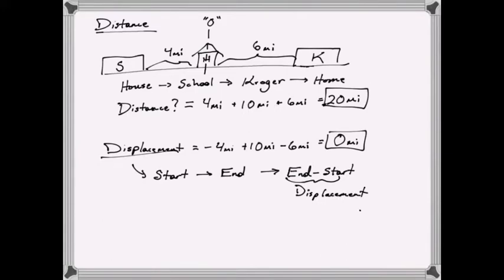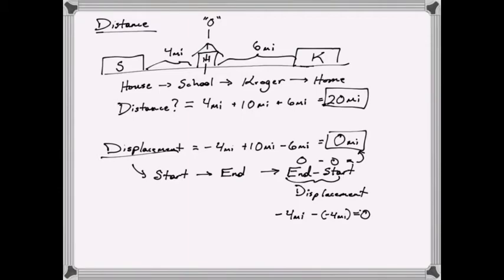So in our case, the house was position 0, and we started at the house and we ended at the house. And so simply put, we would say 0 minus 0 gives us a displacement of 0. And you could have picked this anywhere. If you started at the school and then you go from the school to Kroger to home, back to the school, well, the school is located at -4. So if you said, I started at -4 miles, and I ended at the same -4 miles, working this out would give us a displacement of still 0.